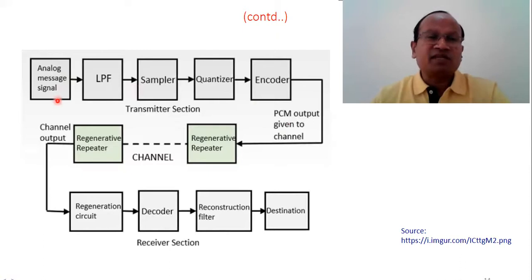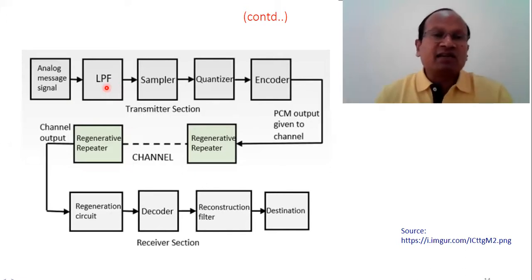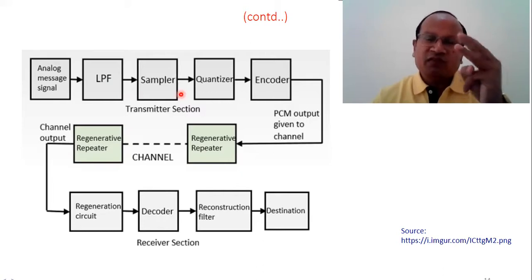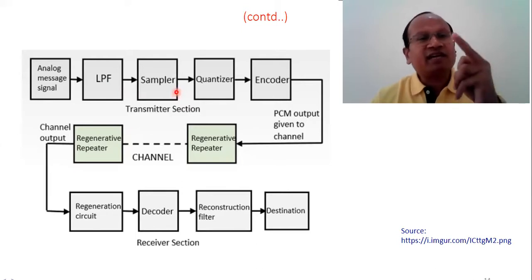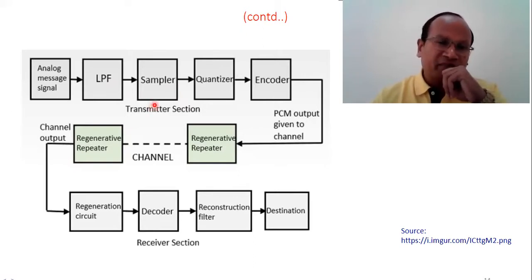The analog signal is sent to an LPF. Why do we always use an LPF? So that we allow the original signal and choose the desired frequency band only, so that adjacent signals are not allowed to pass and get transmitted. That is passed to the sampler. As I already told you, in PCM there are 3 blocks: 1, sampling; 2, quantization; 3, encoding. So it passes through the sampler, then the quantizer, and then it is encoded.